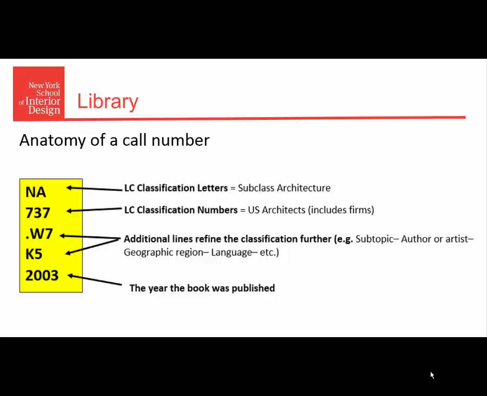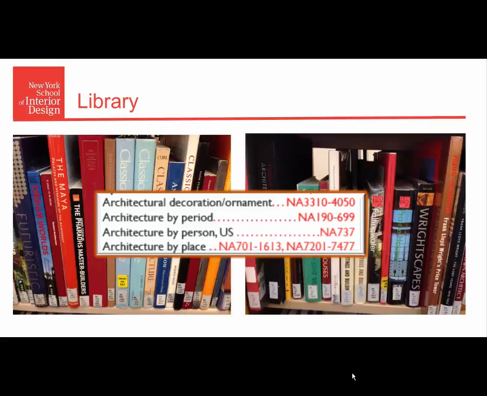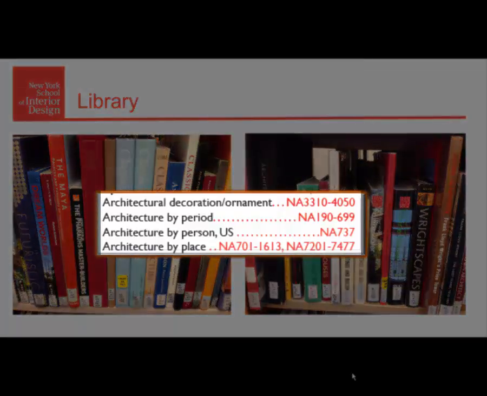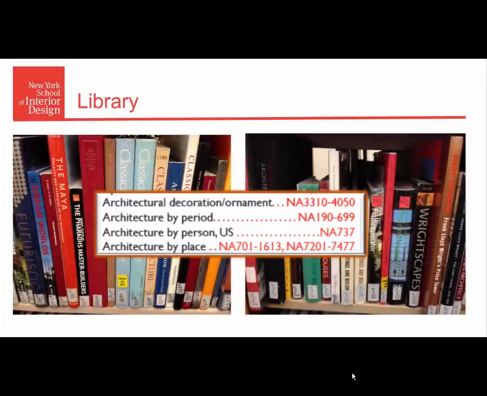Since our collection here at NYSED is focused mainly on interior design, you'll notice many of our books have call numbers beginning with the letters NA, subclass Architecture, and NK, which includes the subclasses Interior Decoration and the Decorative Arts. So while we have many books on architecture with NA call numbers, they'll be shelved in various areas within the NA range, depending on their subtopic. This is helpful to know when browsing for books on the shelves. For example, architecture by decoration or ornament will be shelved separately from architecture by period, person, or place.